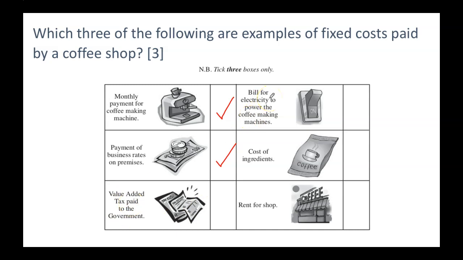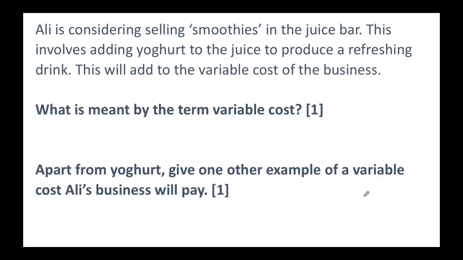Electricity bill to power the coffee making machines. Presumably the coffee making machine is going to be on more if you're making coffee, so that is going to change depending on how many coffees that you make. The cost of the ingredients, that's raw materials, so that's variable. Rent. The landlord does not care if you've made coffee or you haven't made coffee, they want their rent that month. So those three are going to be fixed costs.